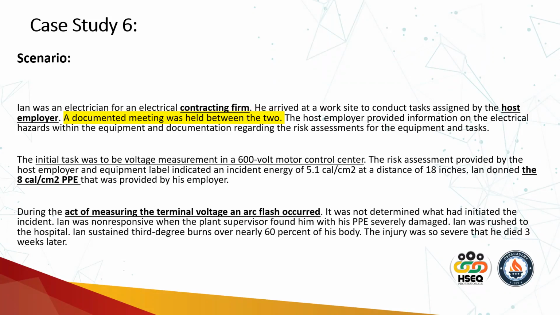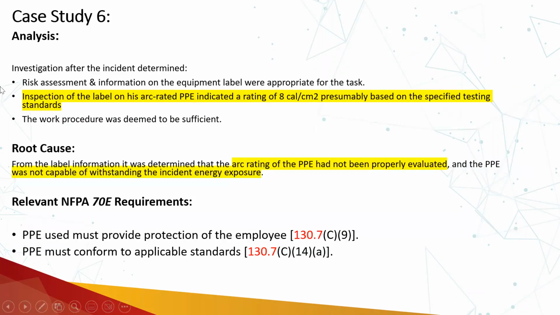So either there was an issue with the calculation of the incident energy, which was calculated to be 5.1. Maybe the actual incident energy release was more than 5.1 cal/cm², or there was an issue with the personal protective equipment itself. So they carried out the root cause analysis and tried to find what actually went wrong.